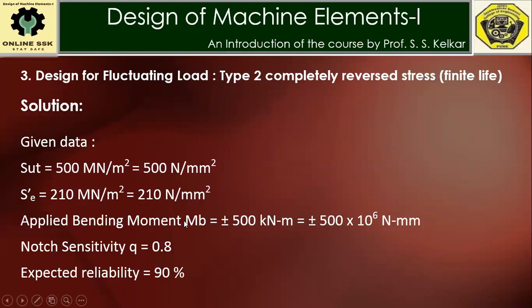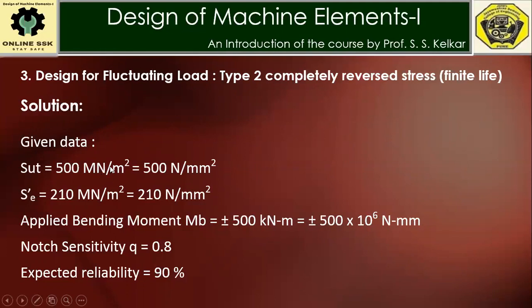Applied bending moment: directly they have specified the bending moment, and it is a completely reversed bending moment, plus minus 500 kilonewton meter. To convert kilonewton to Newton, we have to multiply by 10 raised to 3. To convert meter to millimeter, we have to again multiply by 10 raised to 3. So 500 into 10 raised to 3 into 10 raised to 3, that is 10 raised to 6 Newton millimeter. We need all the dimensions in terms of millimeters. That's why we are converting.